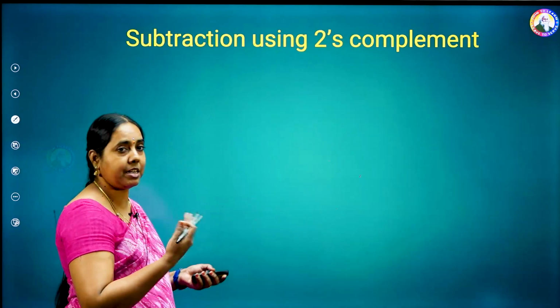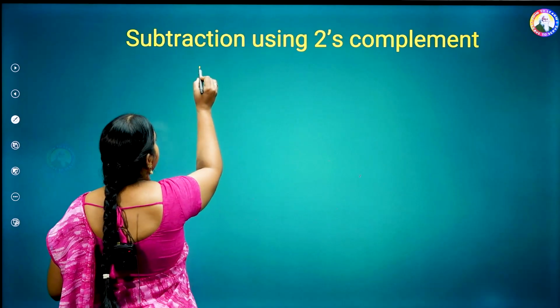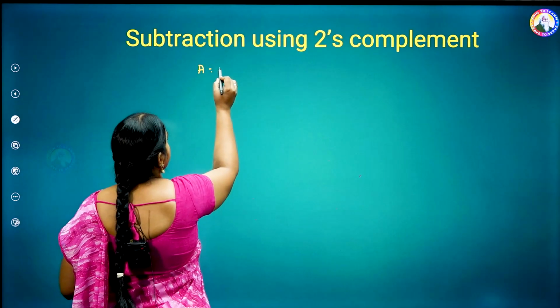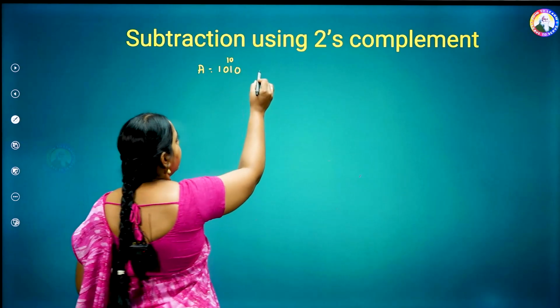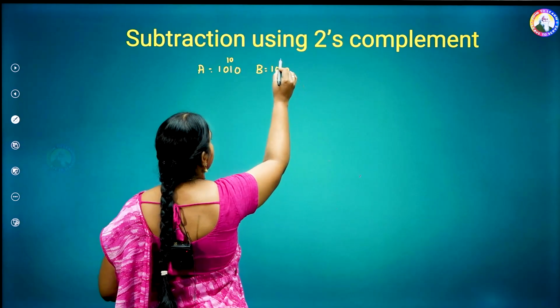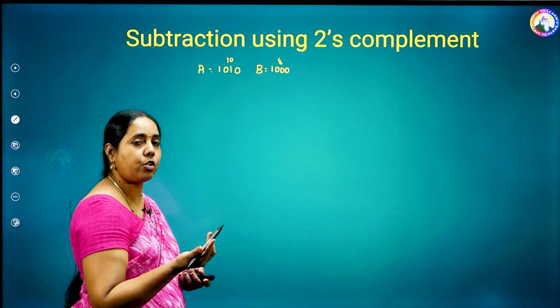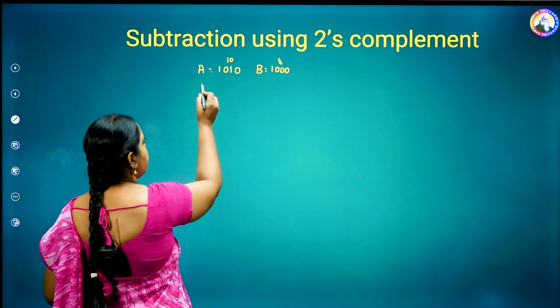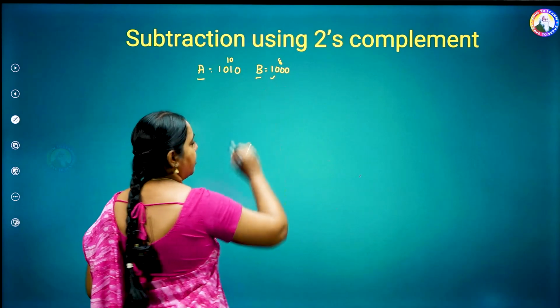I'll take the same example that I took for the 1's complement so that it will be clear for you. A is equal to 1, 0, 1, 0, the decimal is 10, and B is equal to 1, 0, 0, 0, the decimal is 8. So what I need to do is take the 2's complement of the subtrahend. This is the minuend and this is the subtrahend.